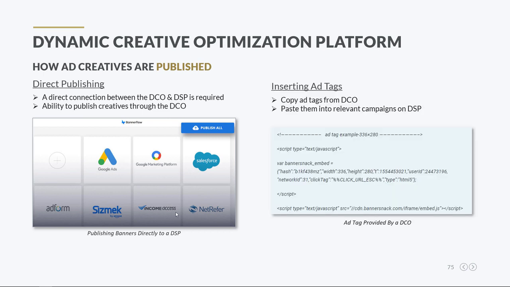DSP. If your chosen DCO cannot connect directly with your DSP, you will have to copy the creative ad tags from the DCO, and paste them into relevant campaigns on your DSP. An ad tag is simply a code that retrieves the ad creative from the DCO.